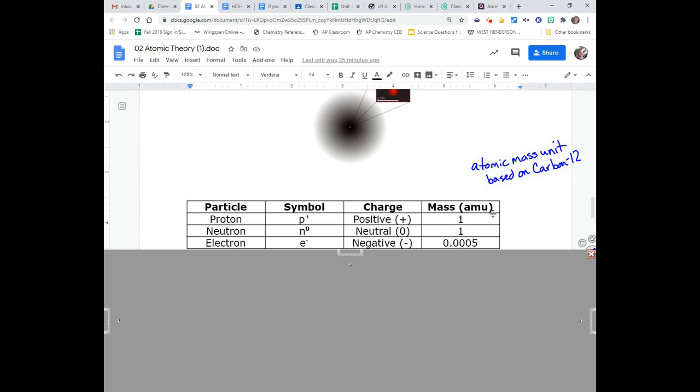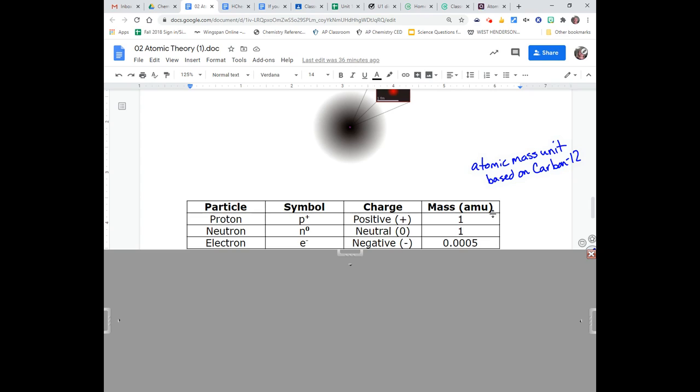A neutron also has that same mass of 1 AMU, but a neutron is neutral, so it does not have a charge. So its symbol would be a lowercase n with a little superscript 0. An electron is represented with a lowercase e. Electrons are our negative particles, circling that positive nucleus. And they have very, very little mass. 0.0005 AMU. So they're really, really tiny compared to a proton or a neutron.